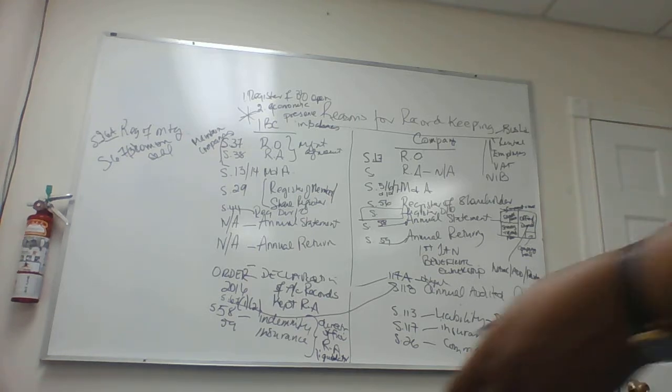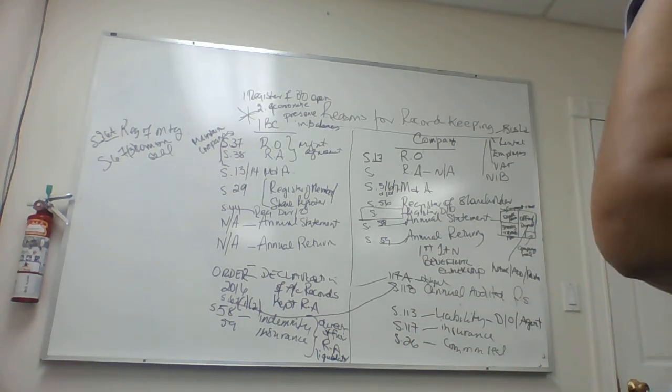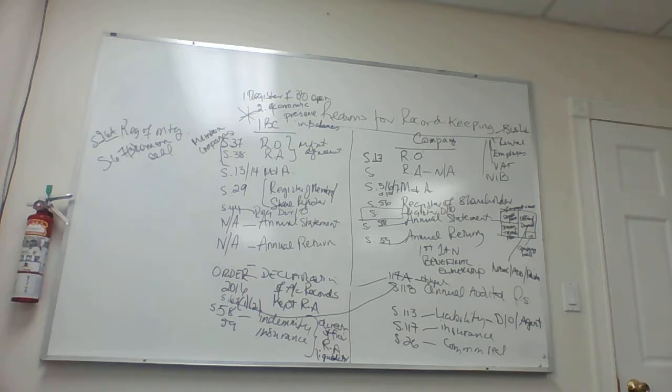All right, that chapter is done. Wow, that was fast. But there's a lot of information in it. May is optional and shall is not. It's what's marked.